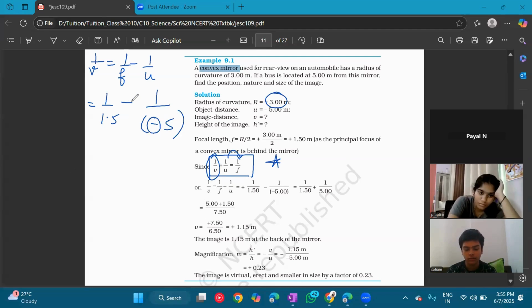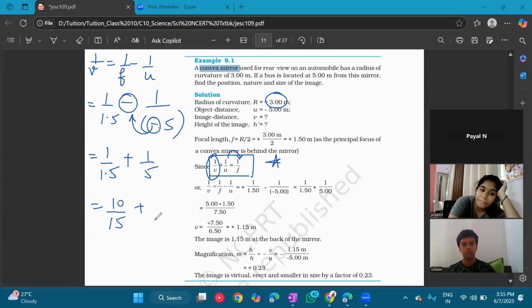This negative sign and this negative sign, ये negative sign ऊपर चली जाएगी तो ये माइनस इंटू माइनस क्या हो जाएगा, प्लस। Remember this, माइनस इंटू माइनस क्या हो जाएगा, प्लस। और ये 1.5, if you are scared with this 1.5, you can remove the decimal and write it like this, 10 by 15. You understood what I did?